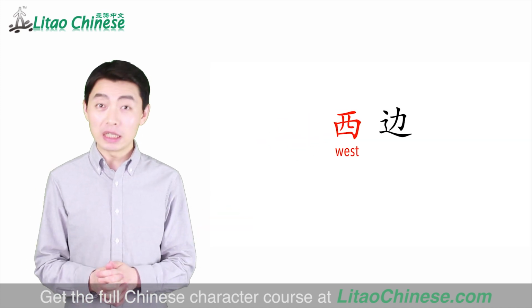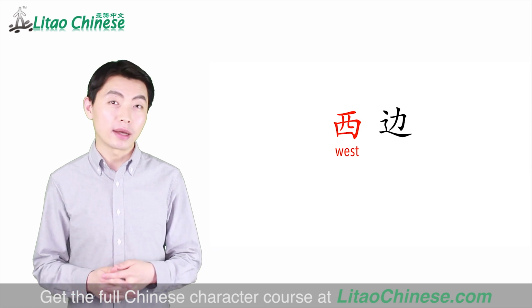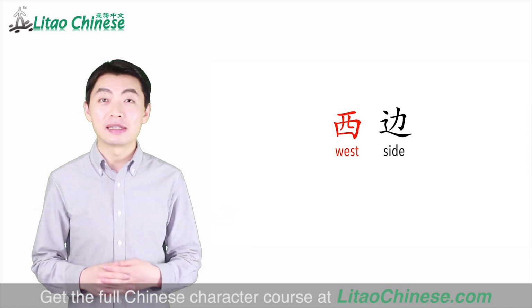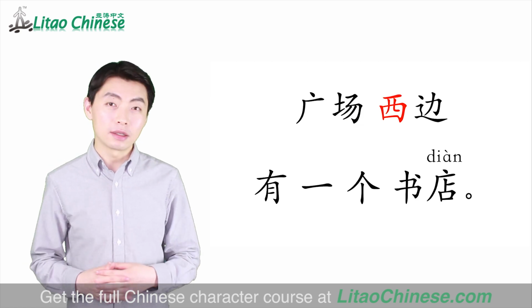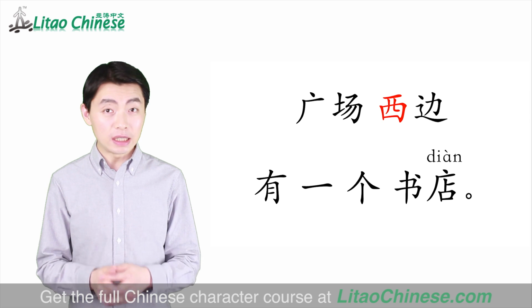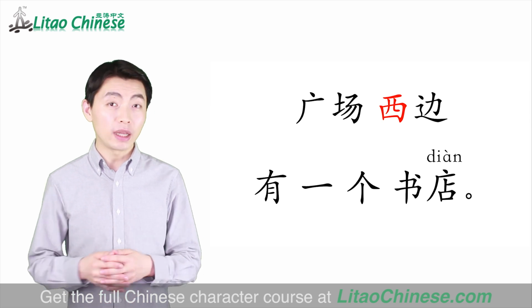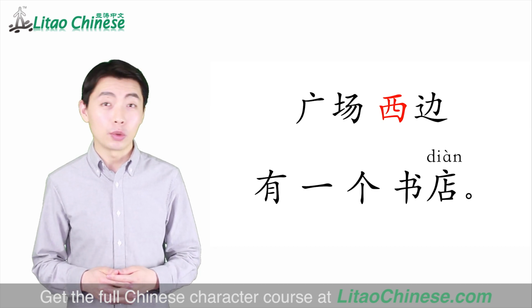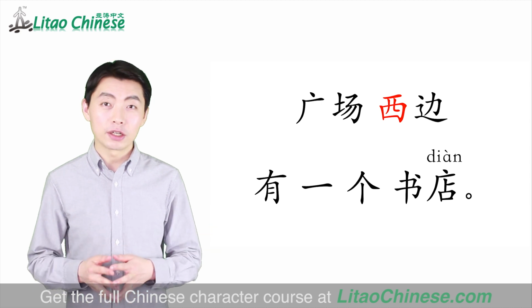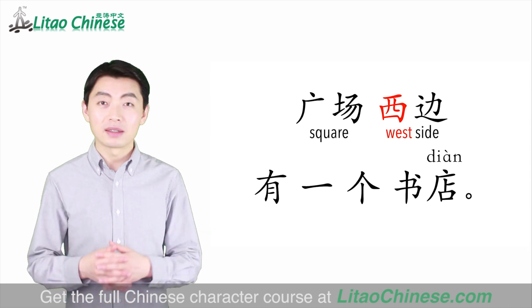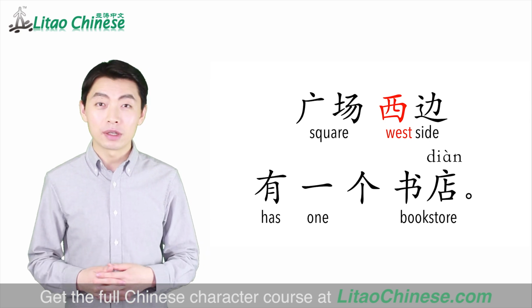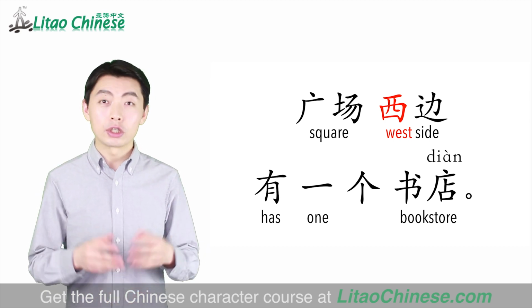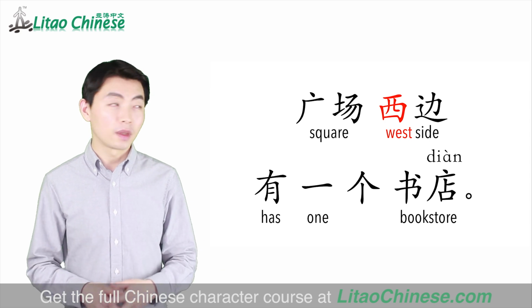西边, 西 means west. 边 means side. 西边, west side. Here is a sentence. 广场西边有一个书店. The literal translation is Square west side has one bookstore. The real meaning is there is a bookstore to the west of the square.